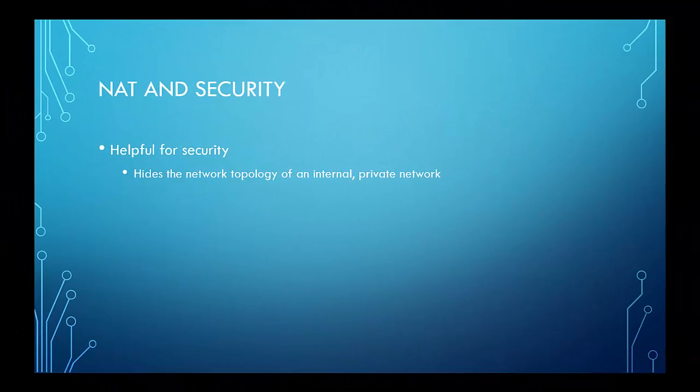NAT is in general helpful for security because it hides the network topology of an internal network from outsiders. So all the intimate details of your private network are hidden from these potential attackers outside your network, because the individual IP addresses of your private network hosts are all represented by a single IP address, an internet IP address, once they leave this NAT router.